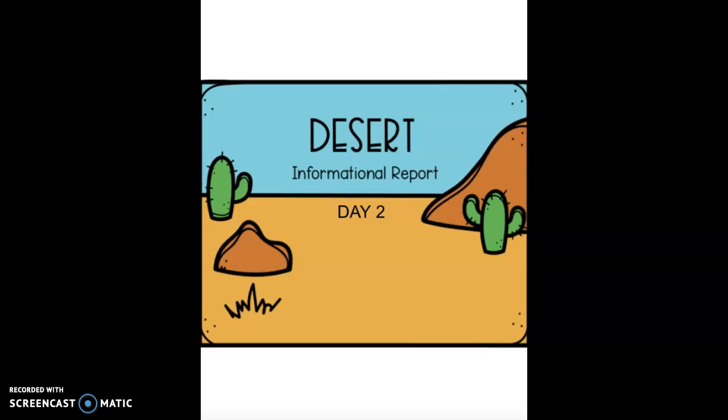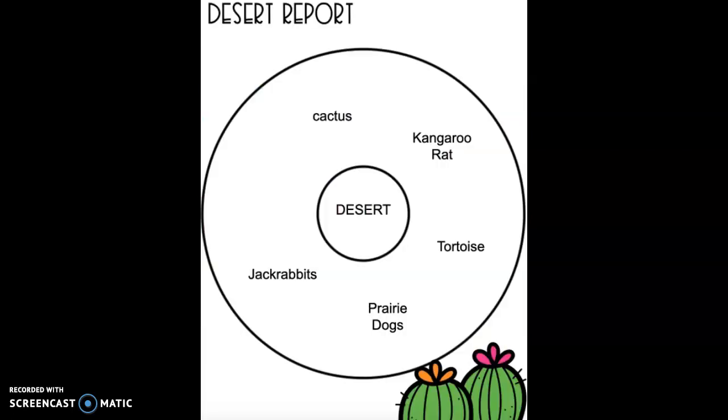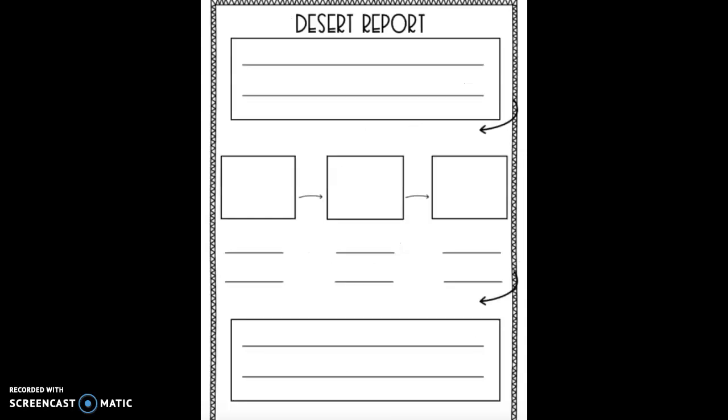I'm going to start today by going back to my circle map and looking at the three things I circled. I circled the cactus, the kangaroo rat, and the jackrabbits. Now I'm going to take these three things and write them on my flow map. First, I'll add the cactus, then the kangaroo rat, and finally, jackrabbits.